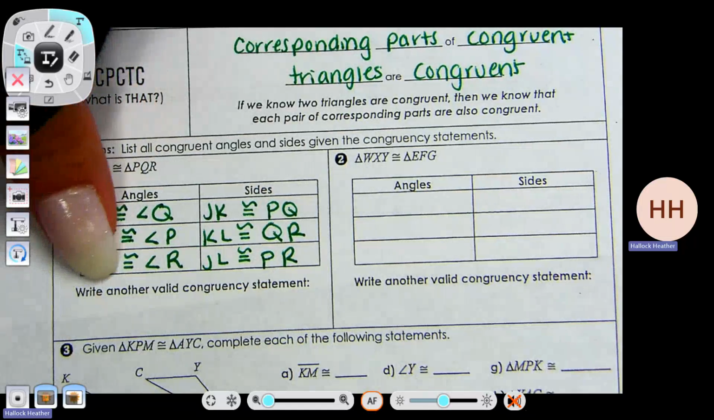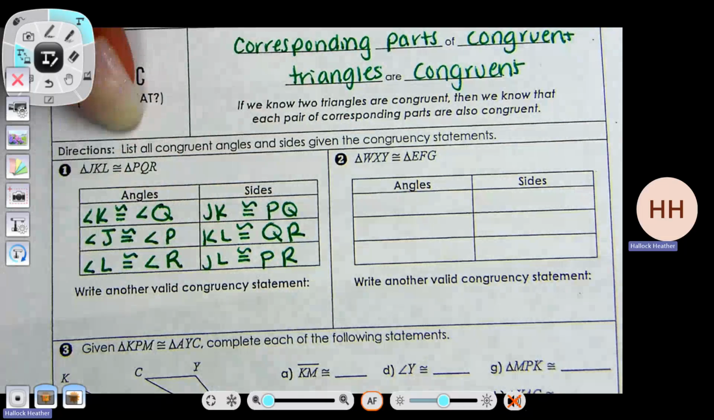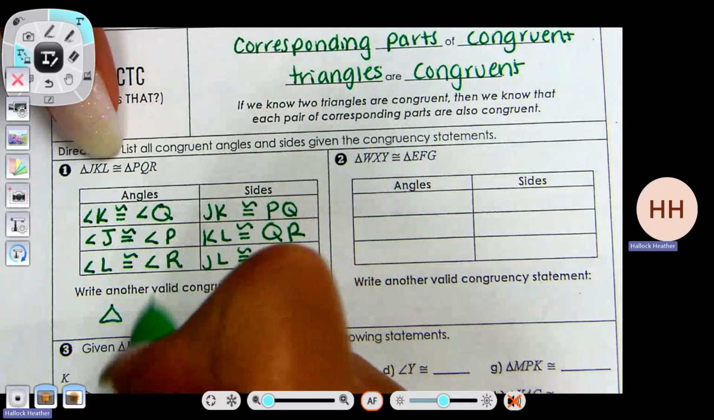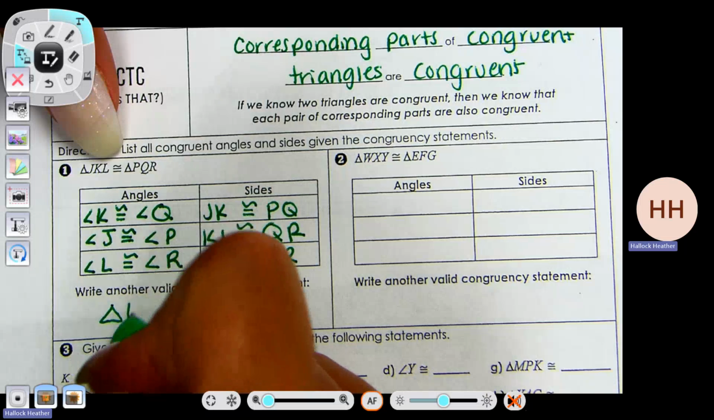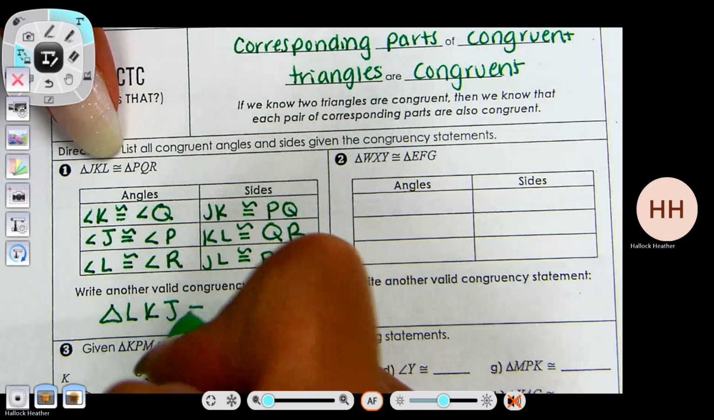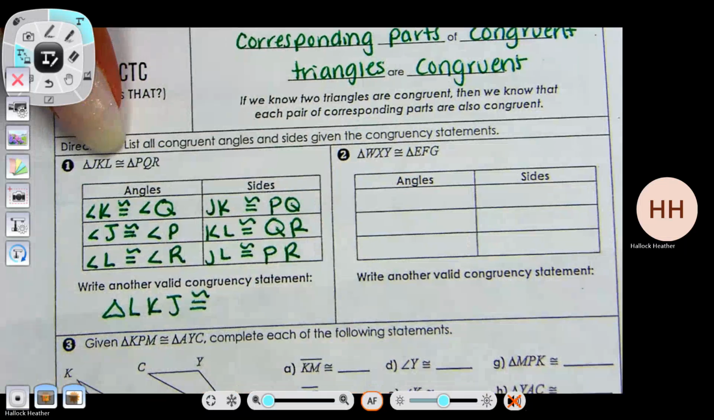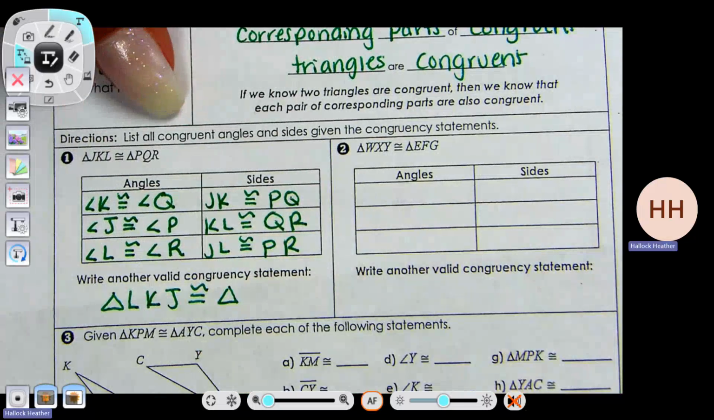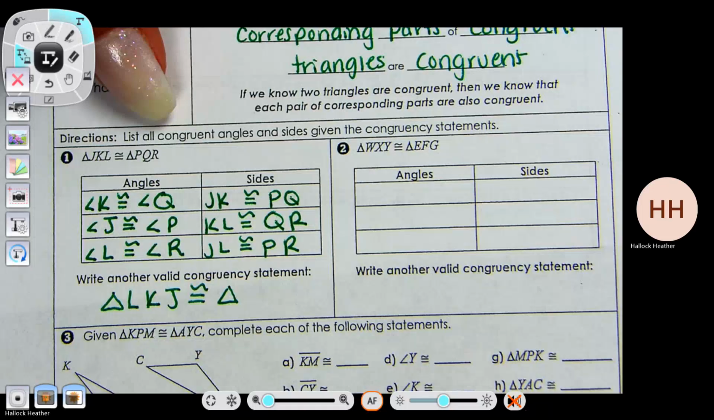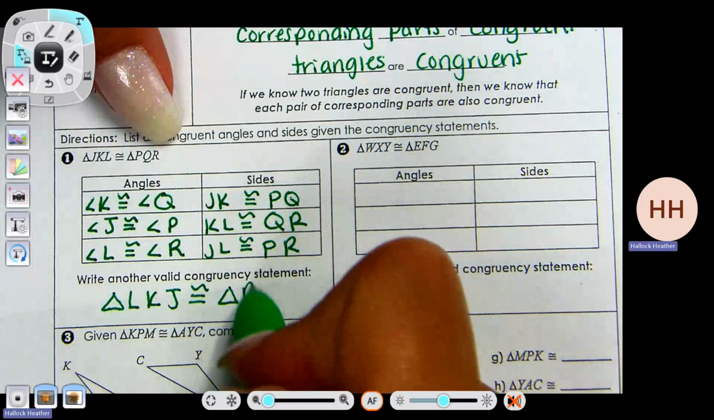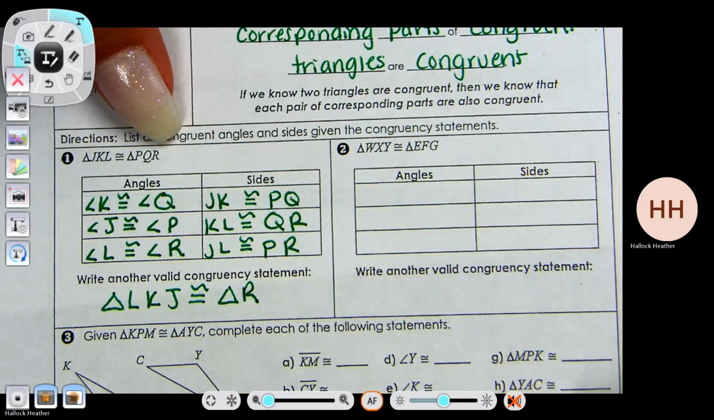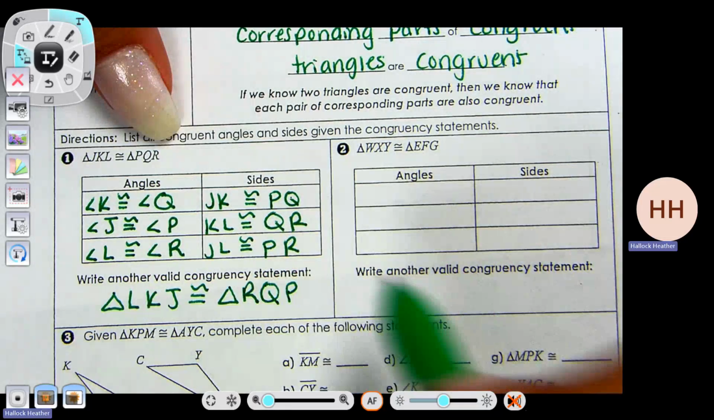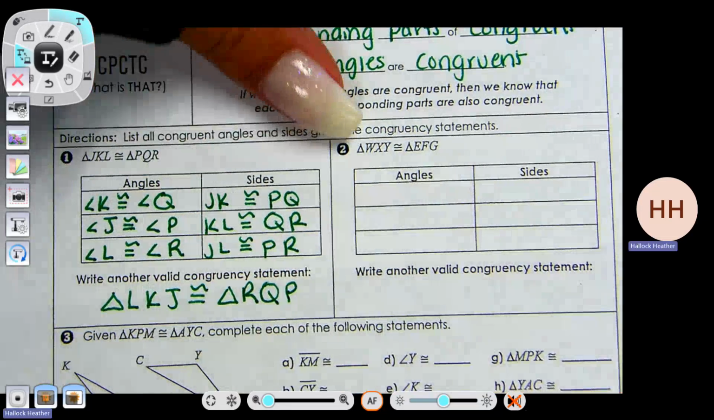So then it says write another valid congruency statement. So these are your congruency statements. So we're going to write a different one and then you're going to fill it in. So if I say LKJ, what letter would have to go first? R, and then what would be next? U, and then P. So take a second, try number 2.